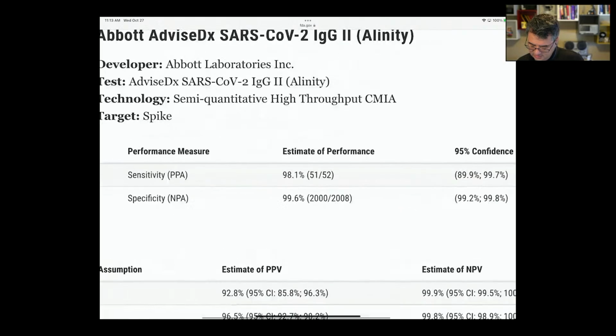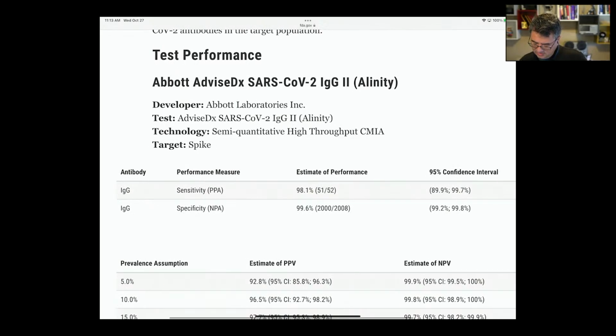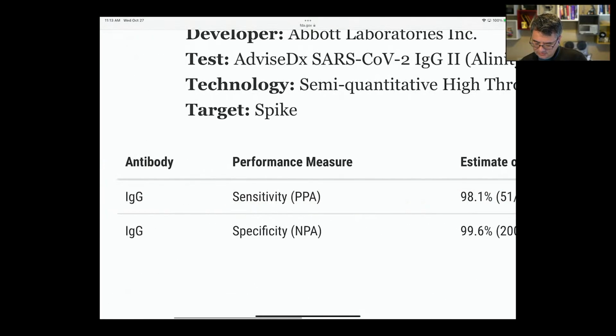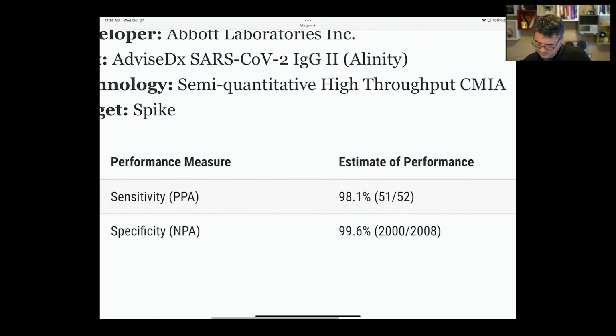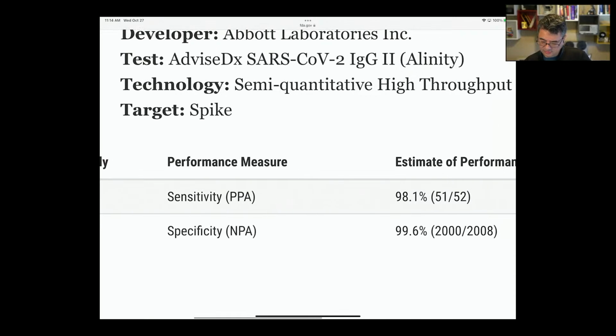You've got information here. Here's one from Abbott Laboratories, which is a well-known pharmaceutical company, and it tests for the IgG and estimate performance, 98%. And these numbers in parentheses are basically what fraction of their test subjects it worked on. So 51 out of 52 test subjects the test worked on, and 1 out of 52 it didn't work on. Some words you need to know are sensitivity and specificity. We'll get to those in a moment.